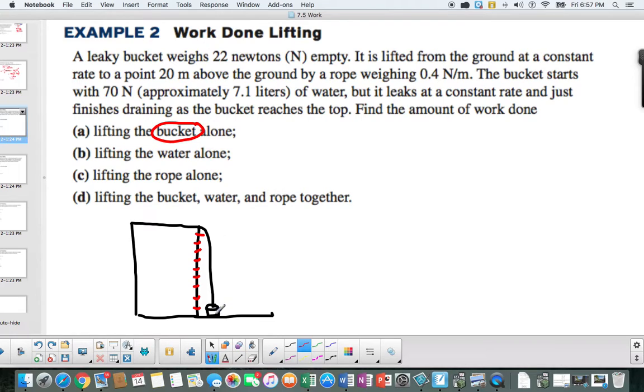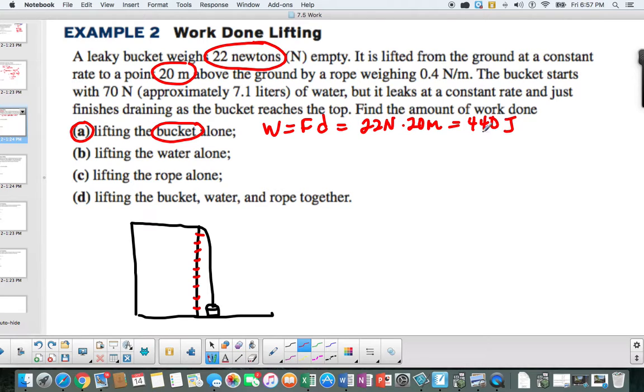Now, the bucket is down here, and the bucket's force, which is 22 newtons, does not change. So it's not varying, and it's lifted up 20 meters. So this is a straightforward work problem with constant force. So work is equal to force times distance, and force is 22 newtons times 20 meters, which is going to be 440 Newton meters, which we call joules.